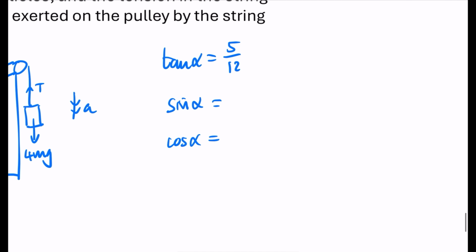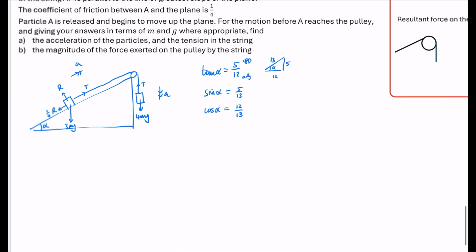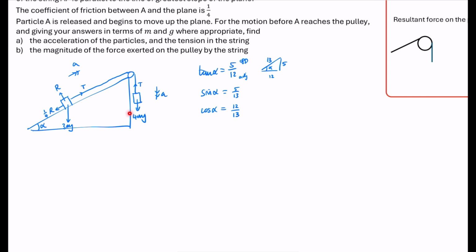We know that this triangle we've got for tan alpha has the opposite and the adjacent. The opposite is 5, the adjacent is 12. The hypotenuse is 13 when you do Pythagoras, but this is just a known Pythagorean triple, which means that sin alpha is the opposite over the hypotenuse and cos alpha is the adjacent over the hypotenuse. So these forces are all looking good because they're just going in the direction of movement.